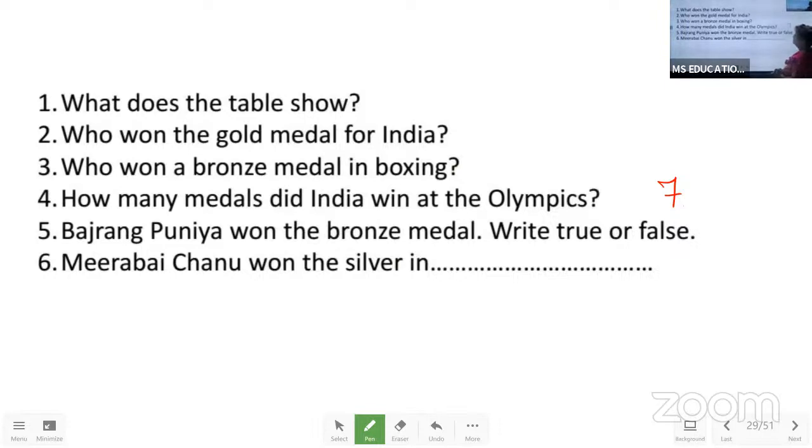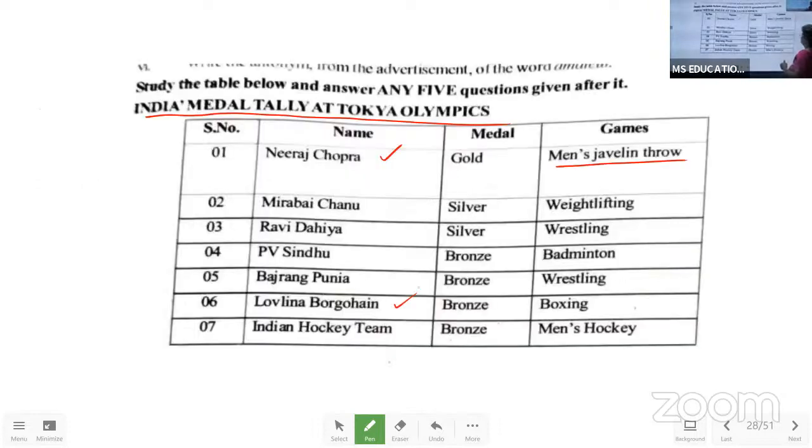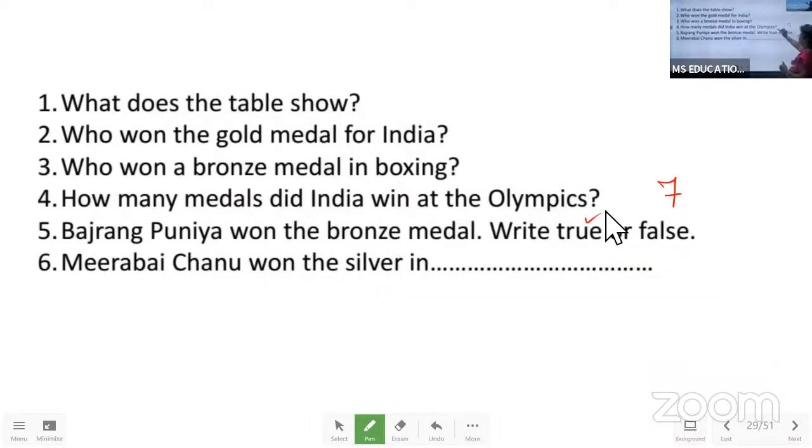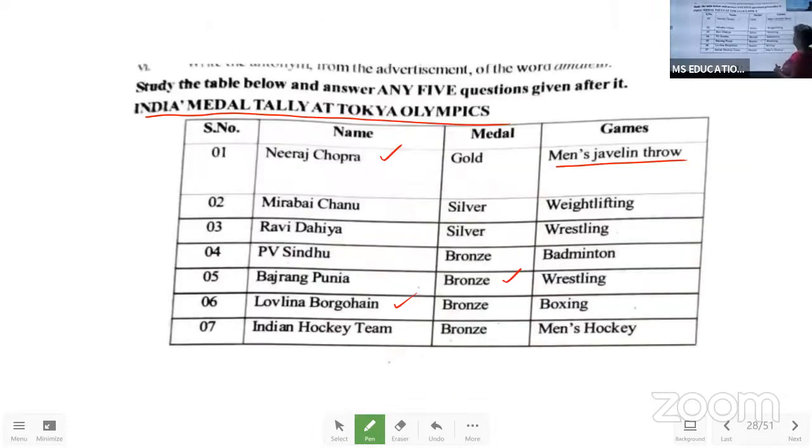Then Bajrang Punia won the bronze medal. True or false? Yes, bronze, so it is true. Mirabai Chanu won the silver in weightlifting. So at a glance, children, it shouldn't take you a long time.